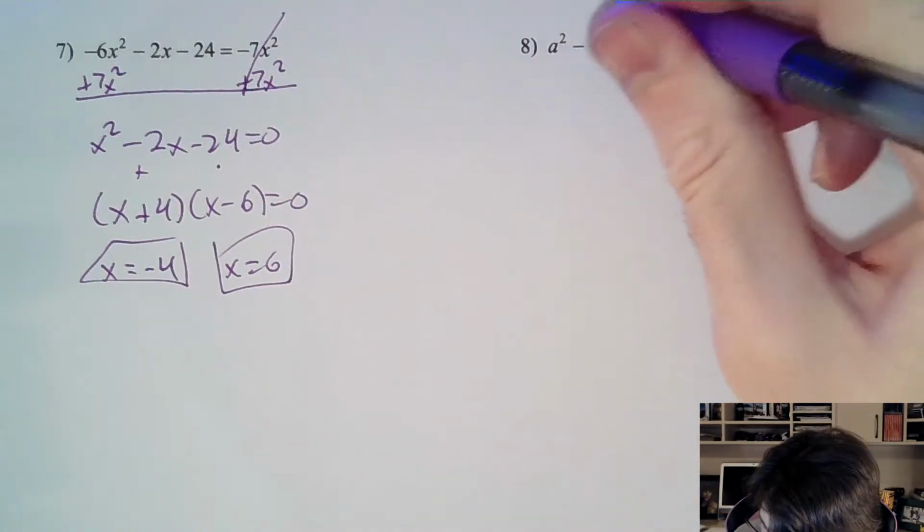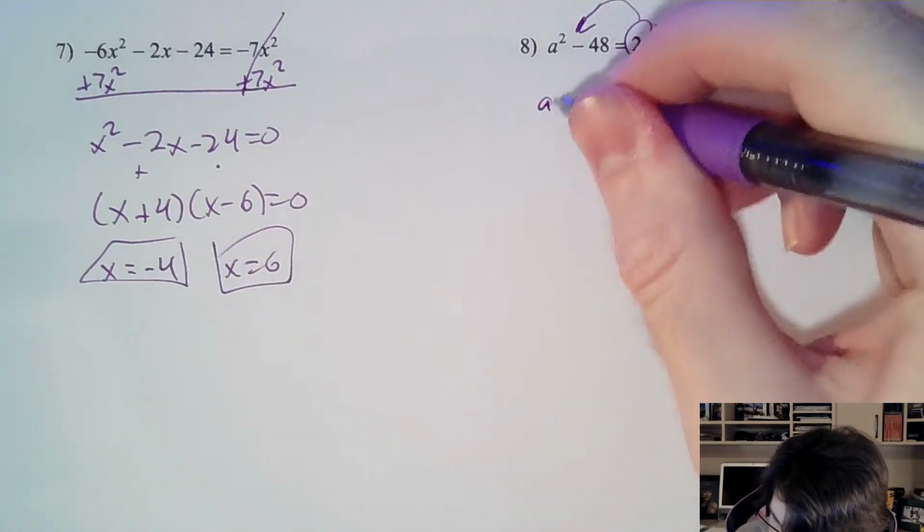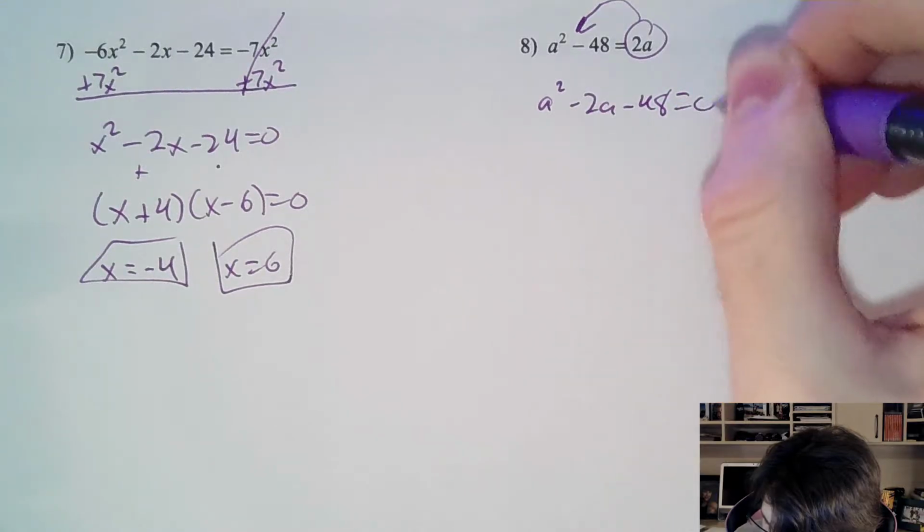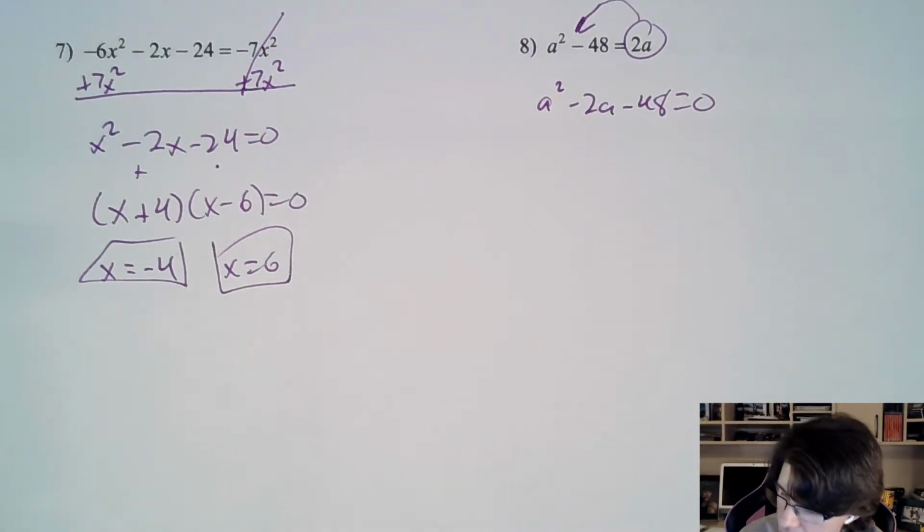After that, this 2a needs to move to the other side here. So we're going to get a squared minus 2a minus 48 is equal to 0. Now, continuing on, same exact idea.